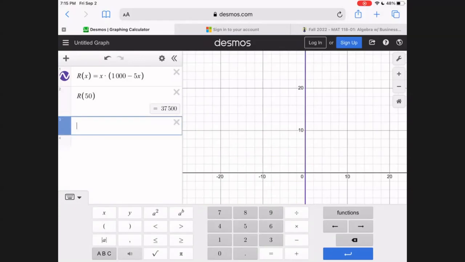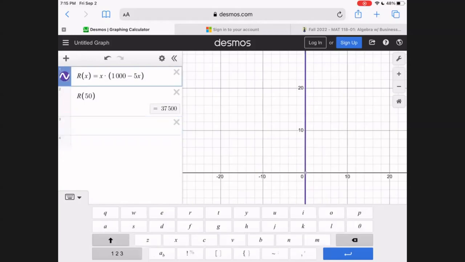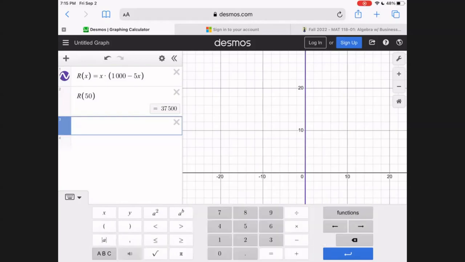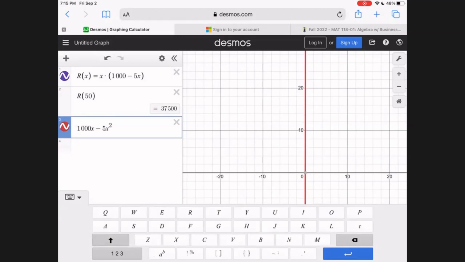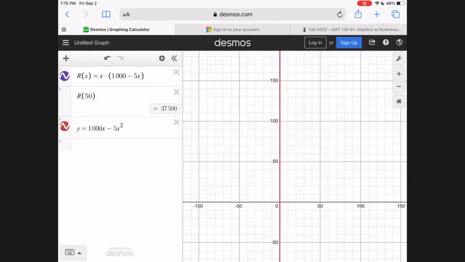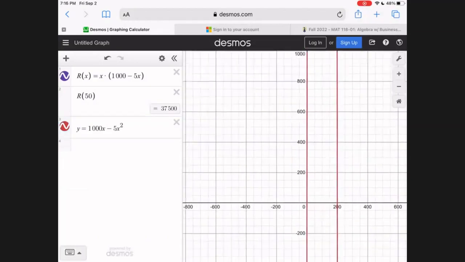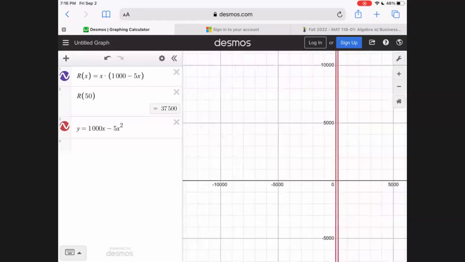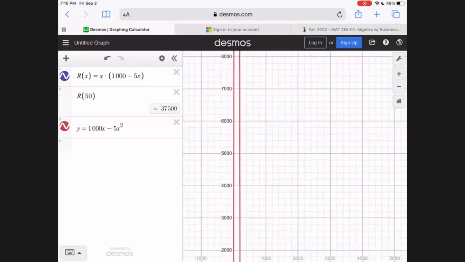Now in your MyLab, it might not like that you write your revenue like this. So instead of this, we could write it in the distributed form: 1,000x minus 5x squared. But then we could say this is just, I'm just going to say this is y equals. And you'll see what happens. The two lines look really weird. So this is the thing that you need to practice with here.